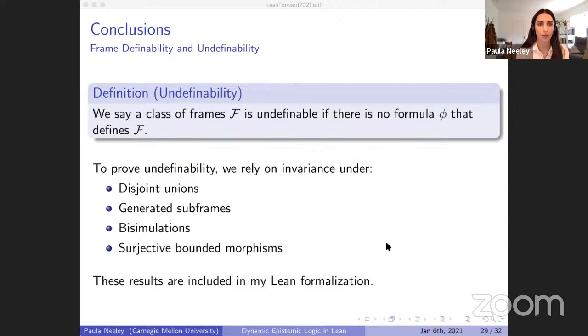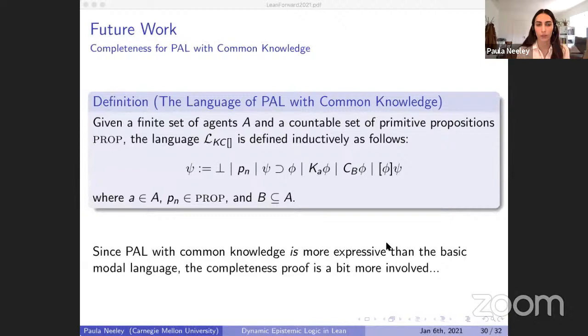In terms of future work, the next obvious step would be to formalize public announcement logic with common knowledge. So this language has an extra operator, as you can see, CB phi. This is read as everybody in some group B knows that phi, and everybody knows that everybody knows that phi, and so on to infinity. This language is more expressive than the basic modal language, so the completeness proof is a little bit more involved. There's not many logicians in the room, but for those of you who are interested, one can show that this logic is not compact, so we can't use a simple canonical model construction for it. So that would be the next obvious step for formalization.